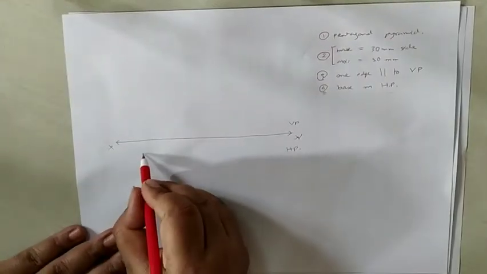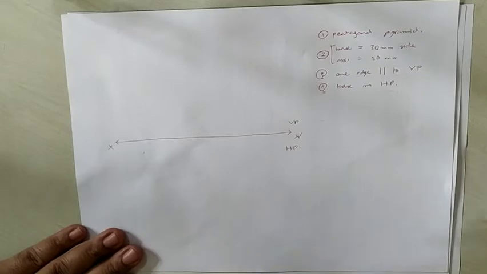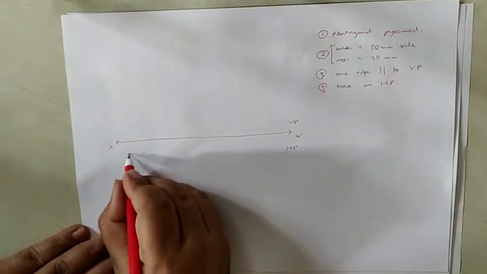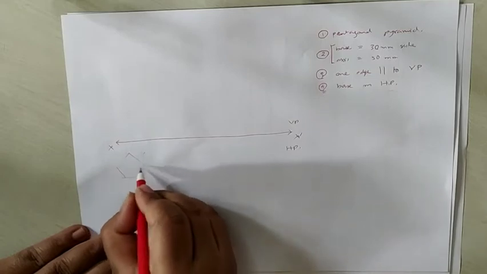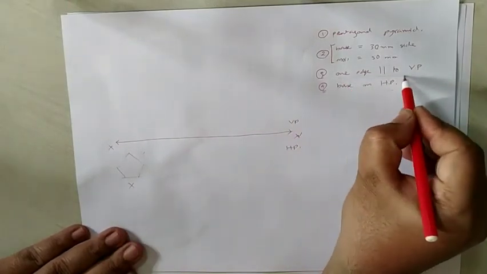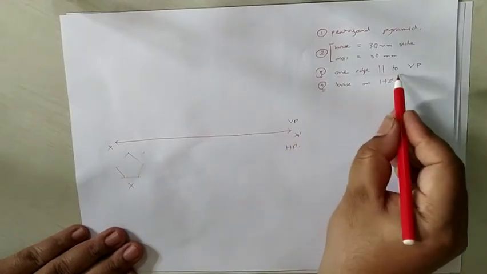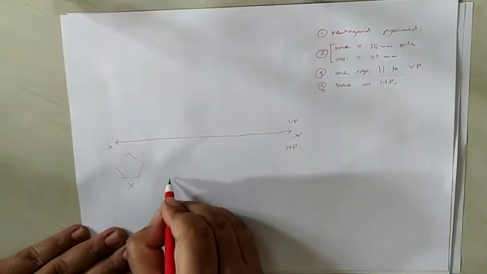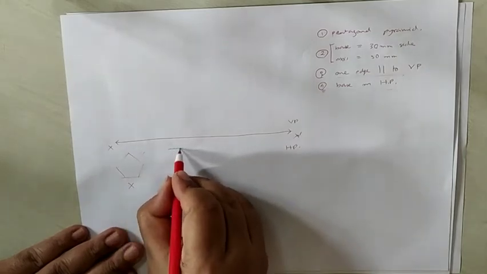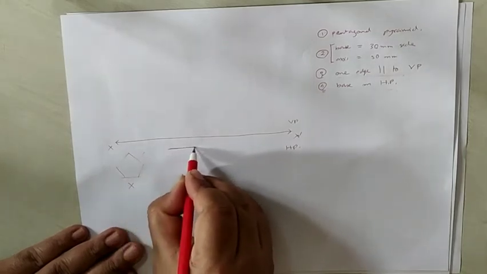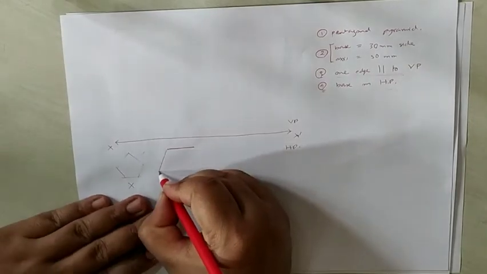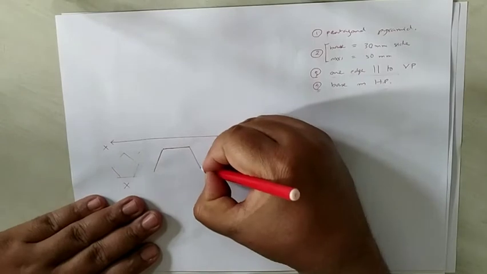Now you can place the pentagon like this, but will it be okay? No. Why? Because you can place the pentagon to be like this, something like this, the base. But this won't be okay because it is said one edge is parallel to VP. So keeping one edge of the base parallel to VP, we draw the base on the HP. So one edge of the pyramid we will draw it parallel to VP, and then we go on drawing the pentagon first.